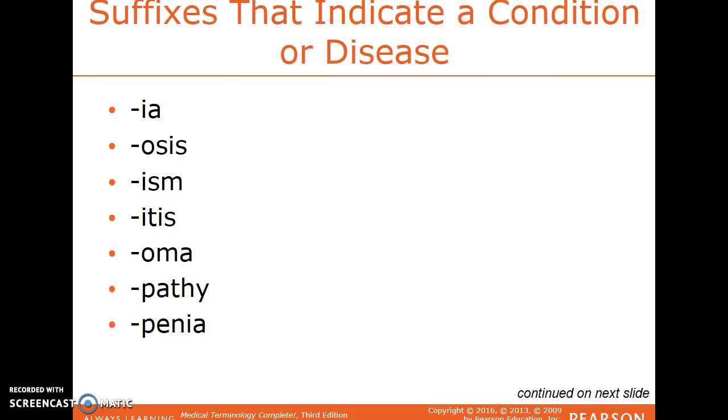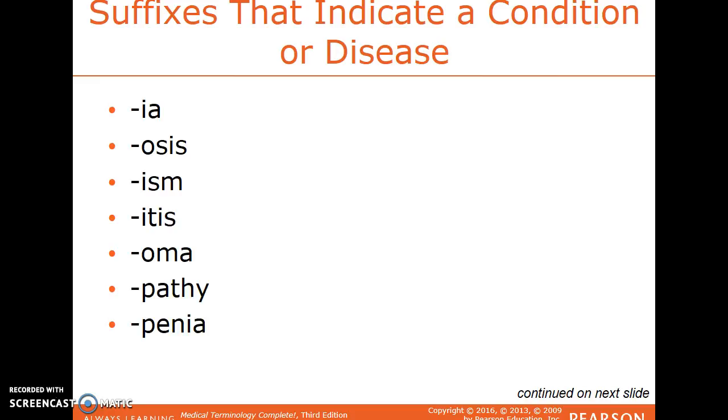Another suffix meaning the condition or disease is ism. The combining form albino means white. The term albinism means a condition of white or the lack of skin pigment. The suffix itis means inflammation. You add that to the word root for stomach, and it forms the term gastritis, which means inflammation of the stomach.